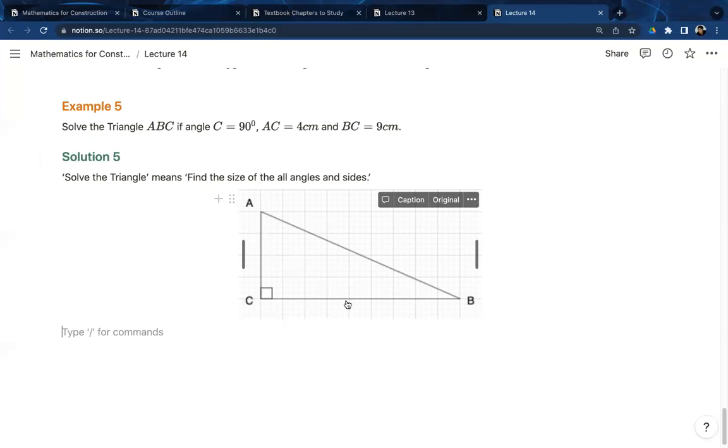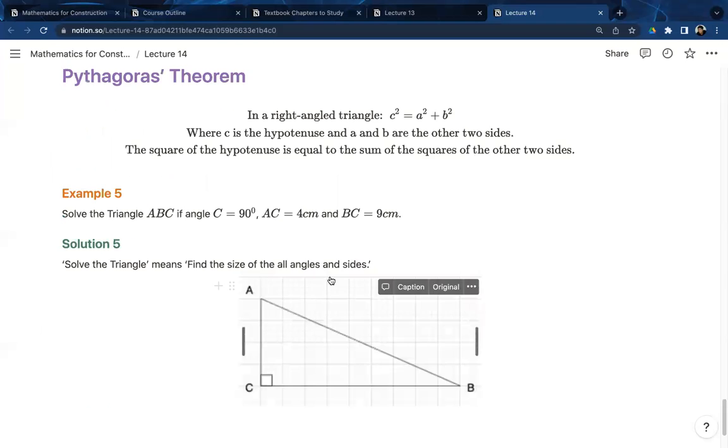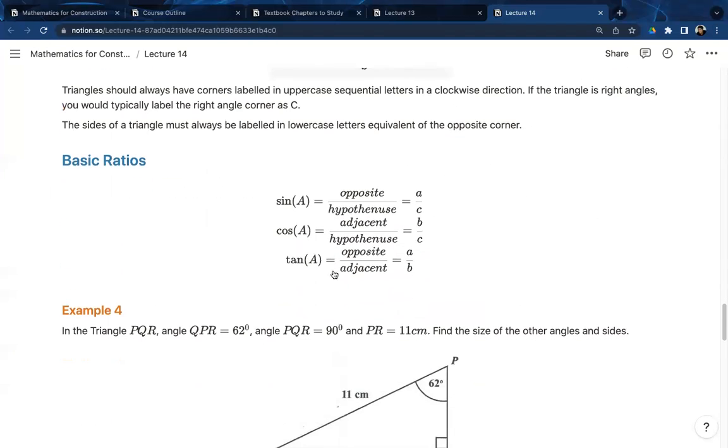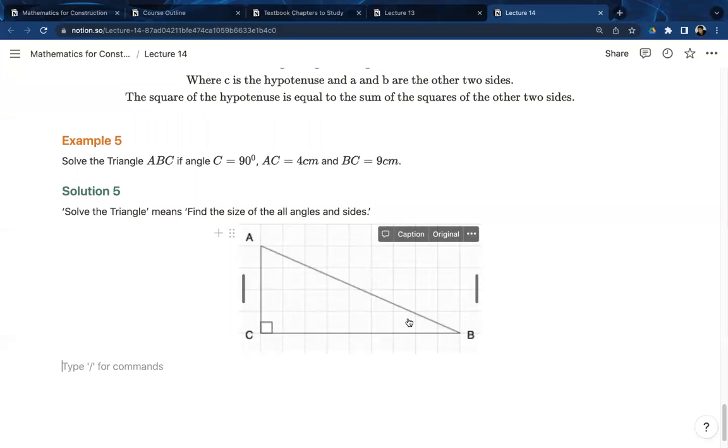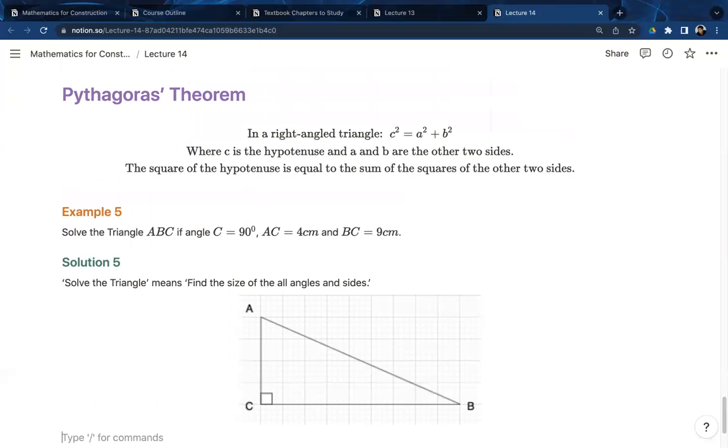Which ratio is opposite and adjacent? Tangent, right? Tangent is opposite over adjacent. So I will have to use inverse tangent to find the angle at B. And then once I know the angle at B, it's just arithmetic to find the angle at A. The hypotenuse, the longest side AB, you use Pythagoras for that, right? So let's see how we could do this.